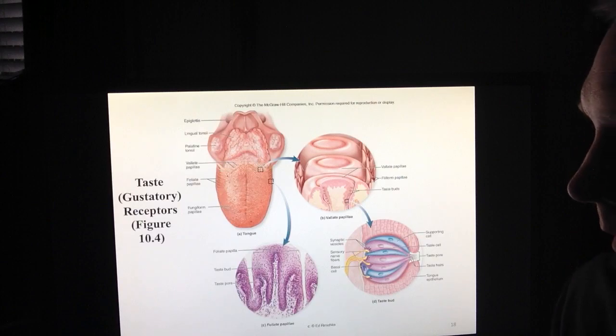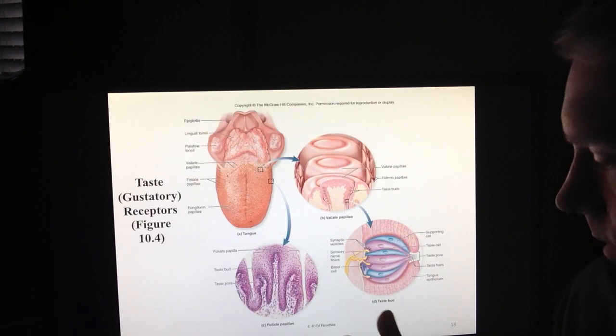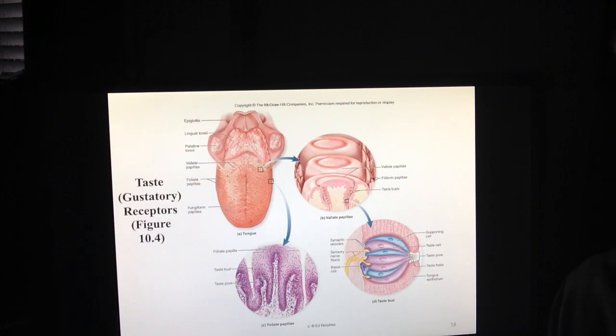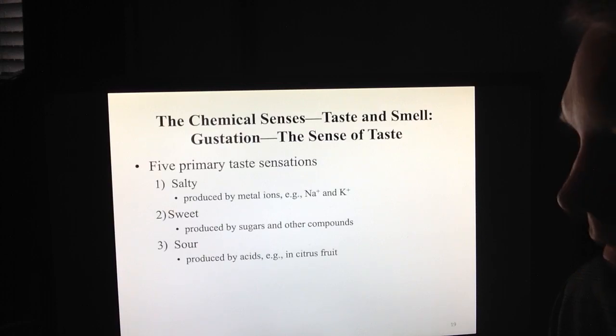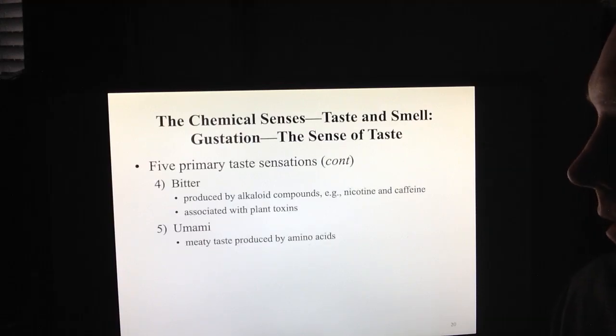Don't need to worry about the anatomy of the tongue and the anatomy of the taste cell. I did not put this on the online lecture quiz over this chapter, Chapter 10. All right, there is a question on the online lecture quiz over the 5 primary sensations. Salty, of course, we know is metallic ions like sodium and potassium. They taste salty. Sweet is small carbon rings like sugars. Sour is things that are acidic, have a low pH number. Just to review, pH. Bitter is alkaline, and umami is a meaty taste.